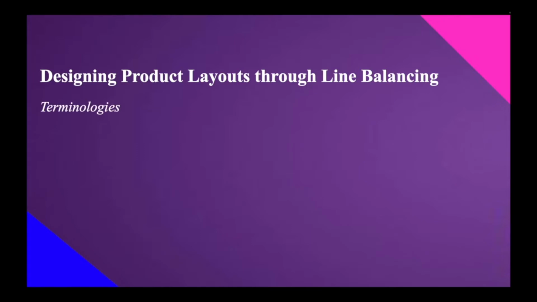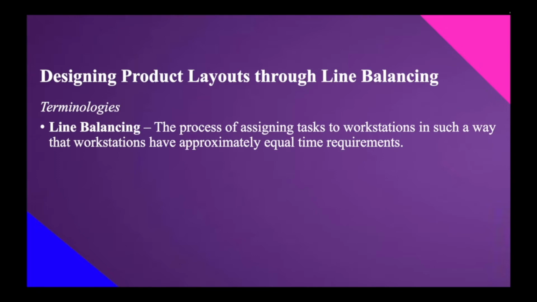We have this set of terminologies that we may encounter during our study on the application of line balancing and on designing product layouts. First is what we call the line balancing. When we say line balancing, guys, this is the process of assigning tasks to workstations in such a way that workstations have approximately equal time requirement. As you can notice here, we have used the term approximately equal time requirement, not exactly equal time, dahil we can't achieve na eksakto talaga sila na line balance, no? Approximately equal lang. Somehow kasi may mga decimal points pa rin naman somehow.